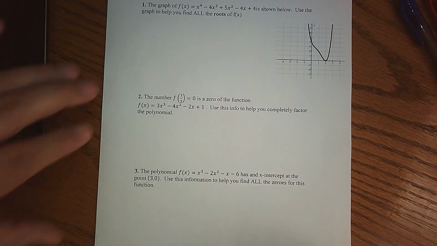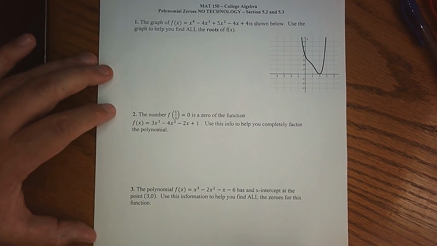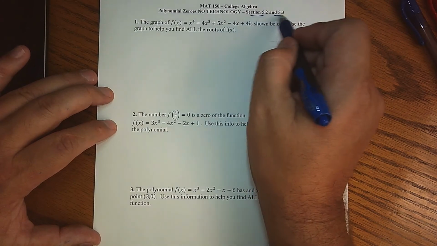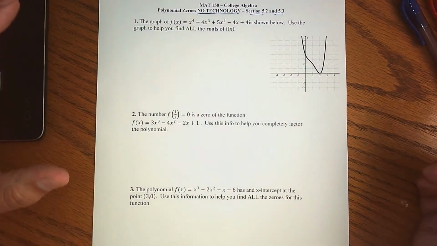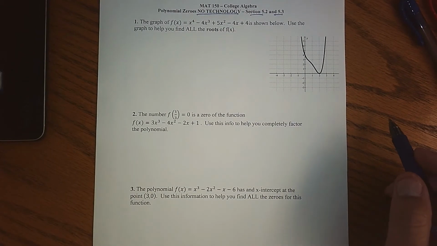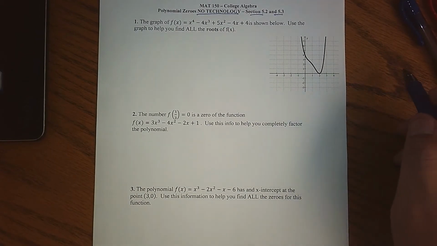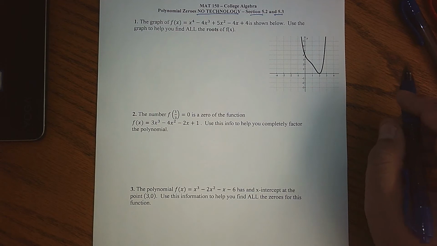So in this last part of the module, what we're going to do is pretty much redo things in 5.2 and 5.3, but we're not going to have any technology. So we're going to take the calculator out of your hands, and you'll see how I can phrase the questions to try to help you out where you don't need the calculator. We can just use the theory that we've learned.